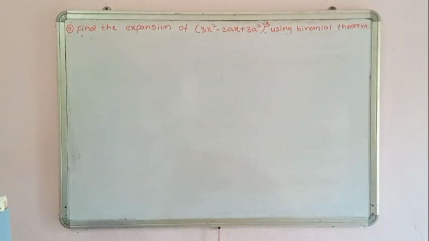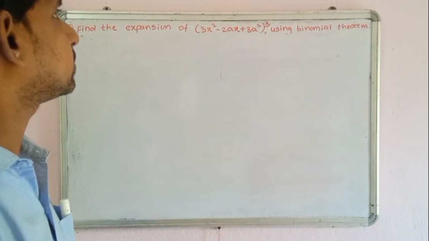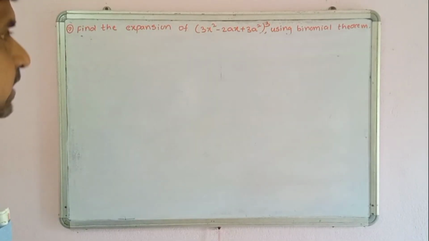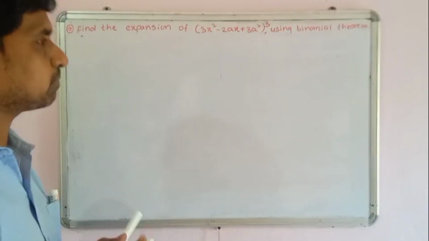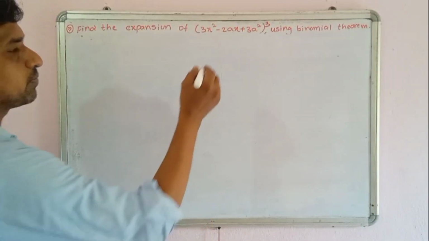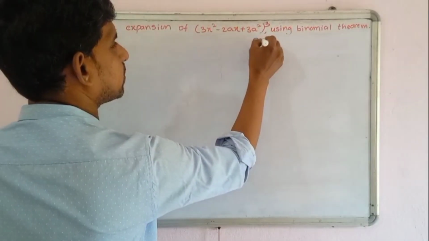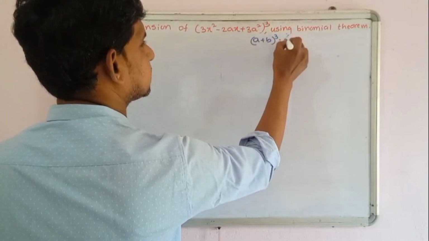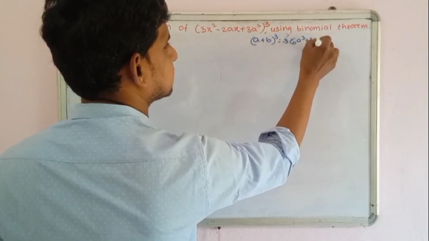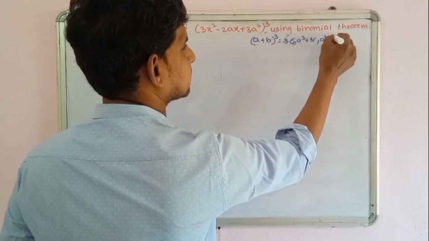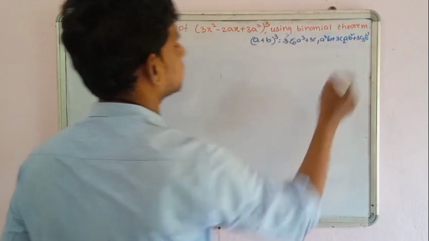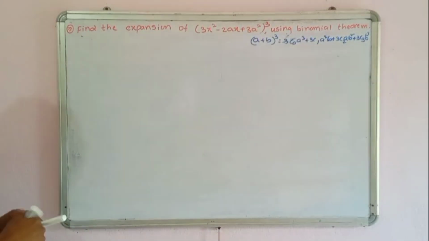Binomial Theorem, exercise 7.2, problem 7. Find the expansion of (3x² − 2ax + 3a²)³ using binomial expansion. Okay. First, what is the expansion of (a + b)³? a³ is 3C0 a³ plus 3C1 a²b plus 3C2 ab² plus 3C3 b³. Okay. So, what is given?